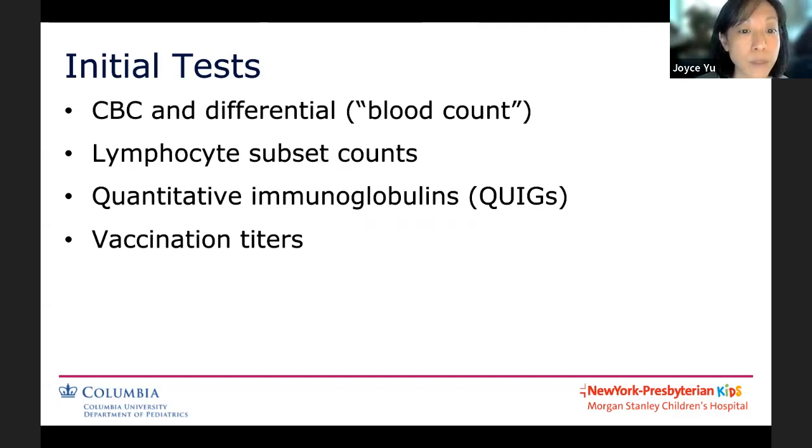The next test that we look at is the quantitative immunoglobulins. So remember I was telling you about your immunoglobulin G, A, M, and E classes. So we look to see how many antibodies that you have. Are we looking at the number? How much do you have actually?